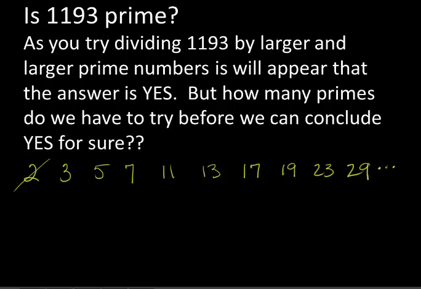How about 3? Well, you could take your calculator and try to divide the number by 3, and you will see that it is not divisible by 3. It doesn't end in 0 or 5, so it's not divisible by 5. Take your calculator, try to divide it by 7, it's not. Try to divide it by 11, it's not.